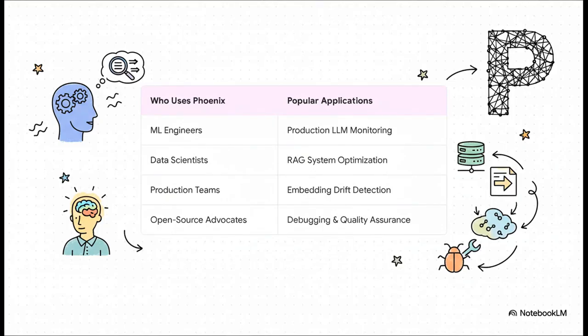You've got ML engineers using it for live, in-the-moment production monitoring. Data scientists are in there optimizing those RAG systems we just talked about. Production teams are relying on it for mission-critical stuff, like embedding drift detection. And of course, you've got open-source fans using it for debugging and QA. Each one of these roles finds a really specific, high-value use for it.